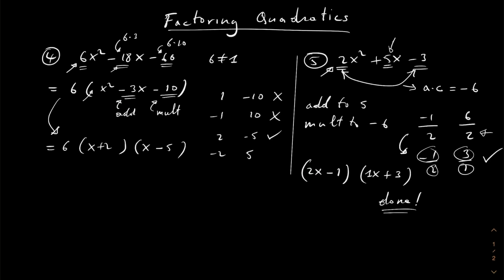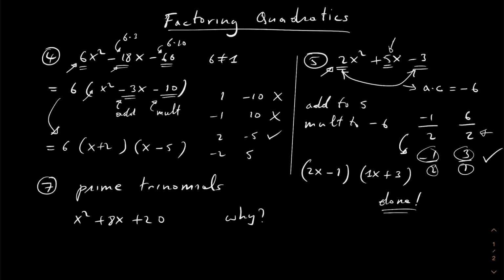Our very last thing that I want to talk about today is notice that every single quadratic that I've given you here has been able to be factored, but that's not always the case. And so let's look at this one here. If I gave you x squared plus 8x plus 20, and I wanted you to factor this, it is not actually factorable, if that's a word. You cannot factor this particular quadratic. And the reason why I know that is because this quantity, b squared minus 4ac, is negative. So whenever b squared minus 4ac is negative, then this quadratic is called a prime trinomial.